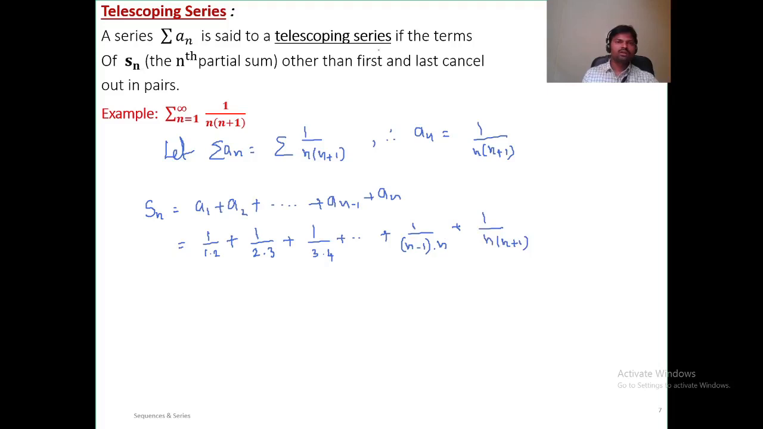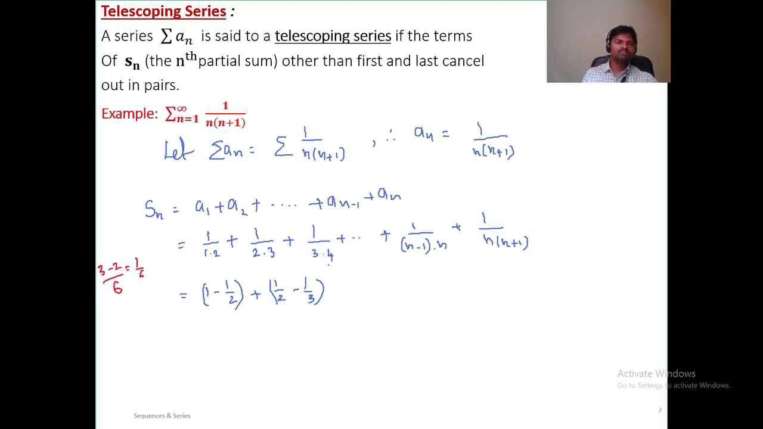Next, if the terms of Sₙ other than the first term and last term cancel out in pairs, this can be written as follows. You have seen this kind of terms in sequences, right? So 1 upon 1 into 2, I can write as 1 minus 1 by 2, the first term. You simplify, you will get 1 by 2. Second term, 1 by 2 into 3, you can write as 1 by 2 minus 1 by 3. If you take the LCM, which is 6, and simplify, 3 minus 2 is nothing but 1 by 6. Look, you are getting 1 by 6.